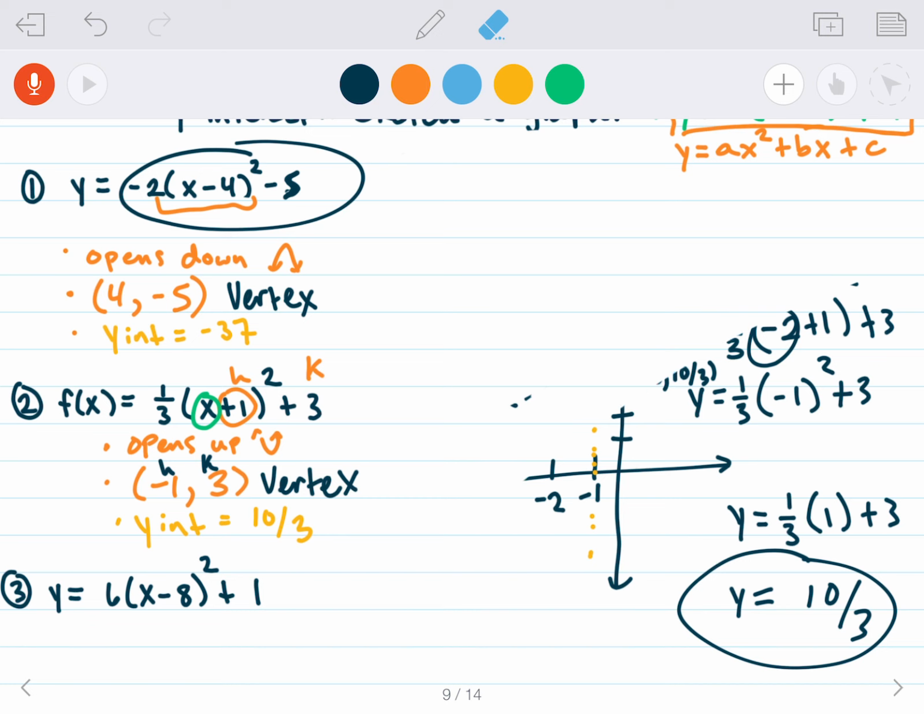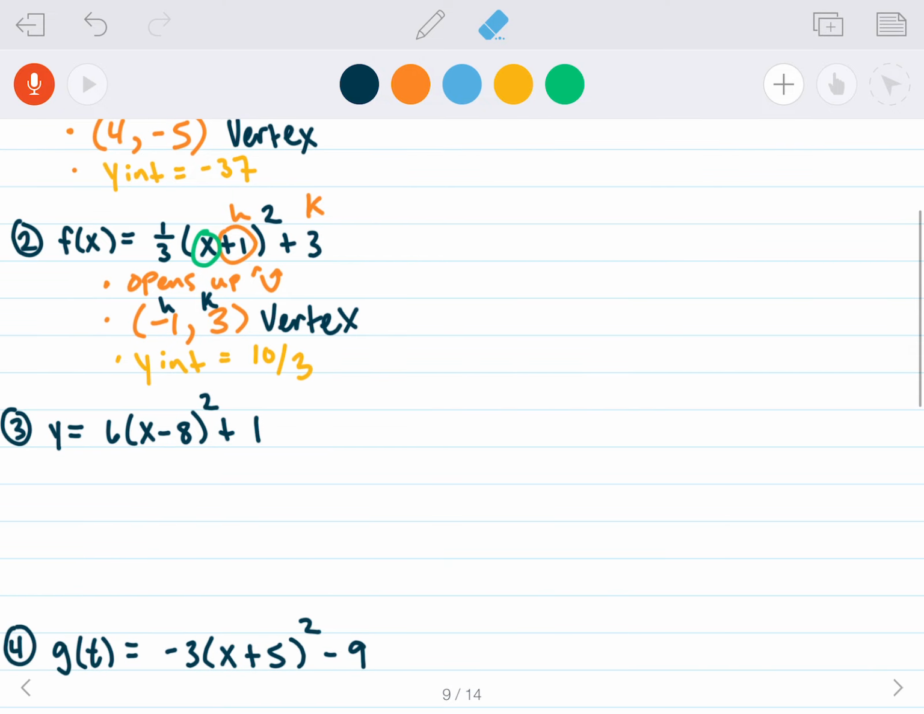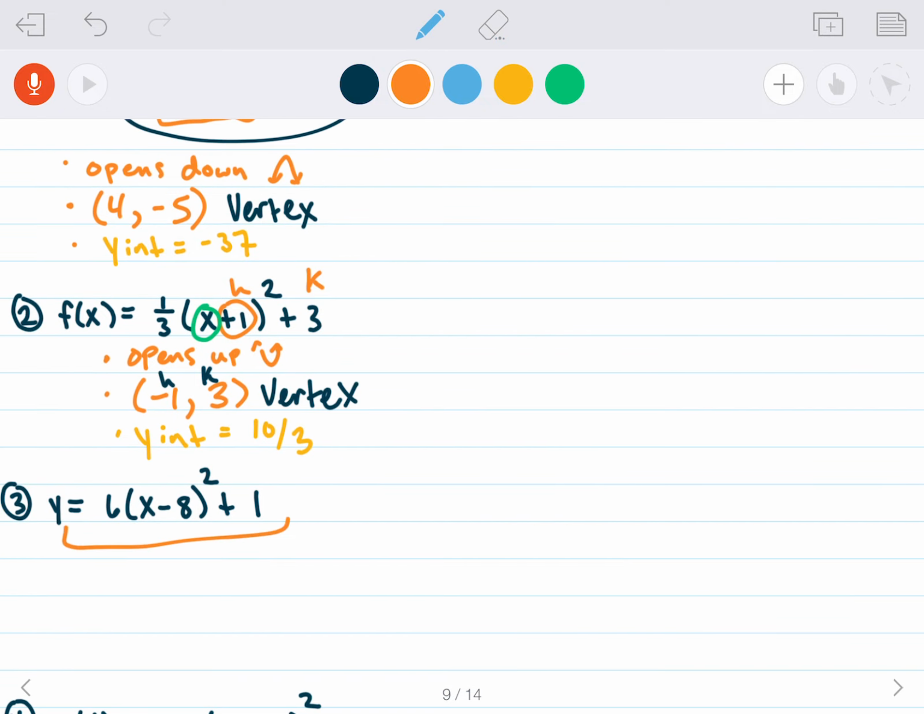Let's do the next one. Erase this so we have some room. Alright, so here is our function y equals 6 times x minus 8 squared plus 1. This is indeed in vertex form. So we can see first of all that A is 6, and that's positive, so we know that it opens up. So that's our first thing. And the vertex is going to be 8, 1, because that's in our place for vertex form. So our vertex is 8, 1.